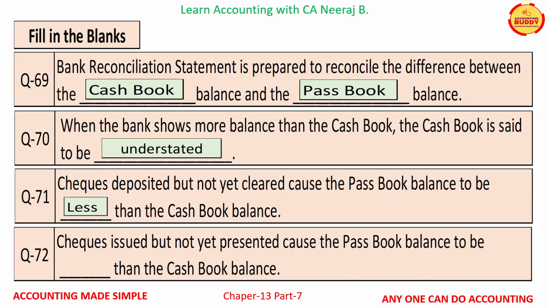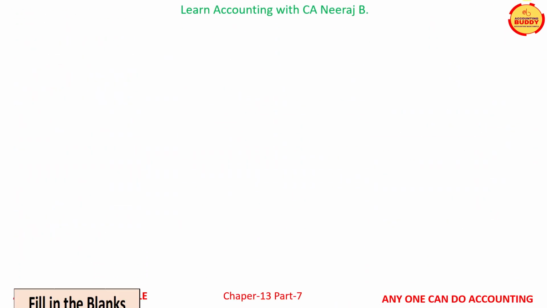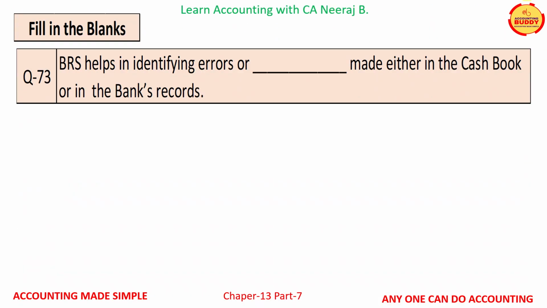Question number 72. Checks issued but not yet presented cause the bank passbook balance to be dash than the cash book balance. The correct answer is more than the cash book balance. Question number 73 is bank reconciliation statement helps in identifying errors or dash made either in the cash book or in the bank's record. And the correct answer is omissions.